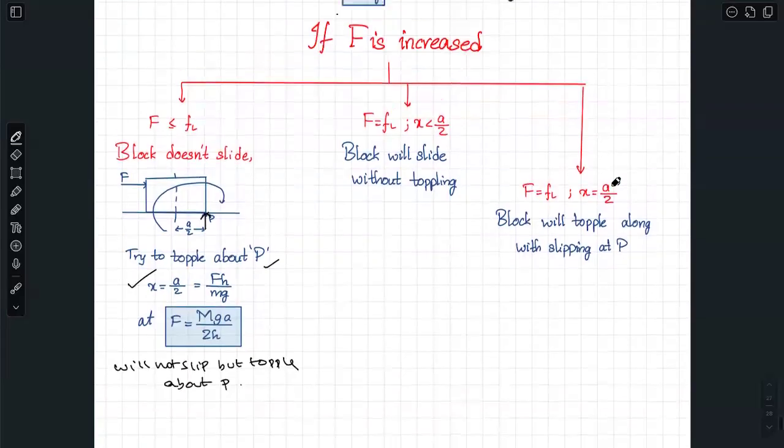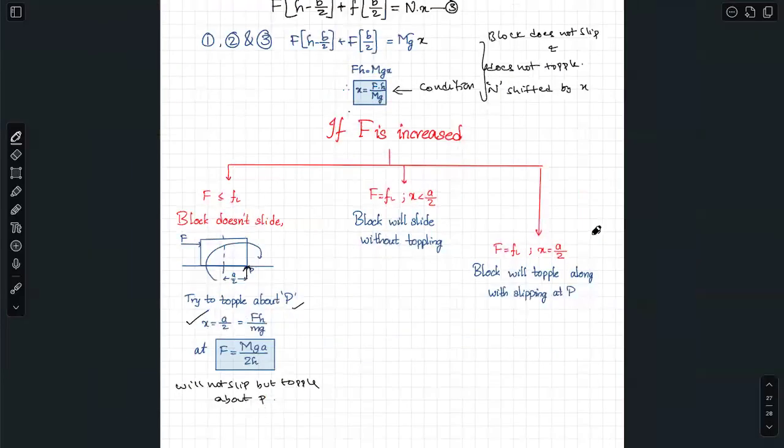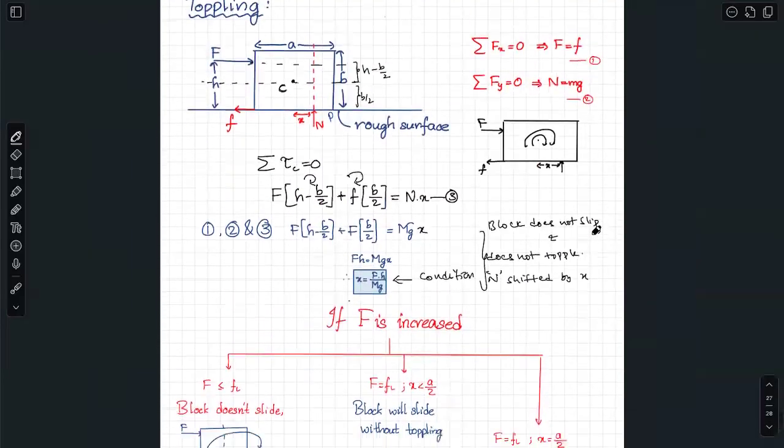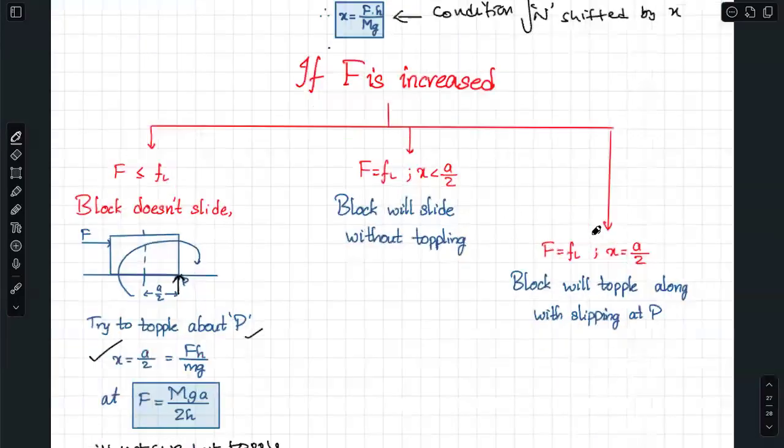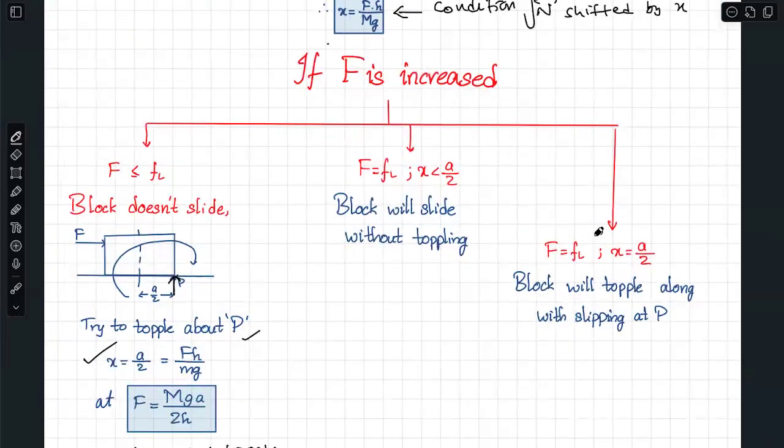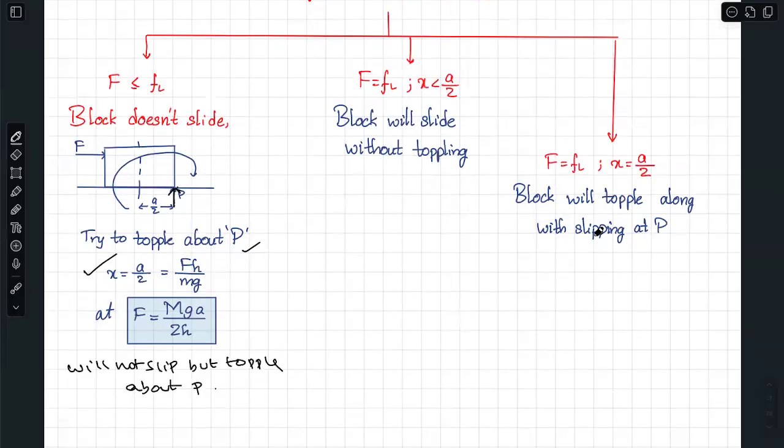Sure. So I have given you a fundamental approach of toppling. ECL students, please confirm, have you understood this? Yes, sir. Right.